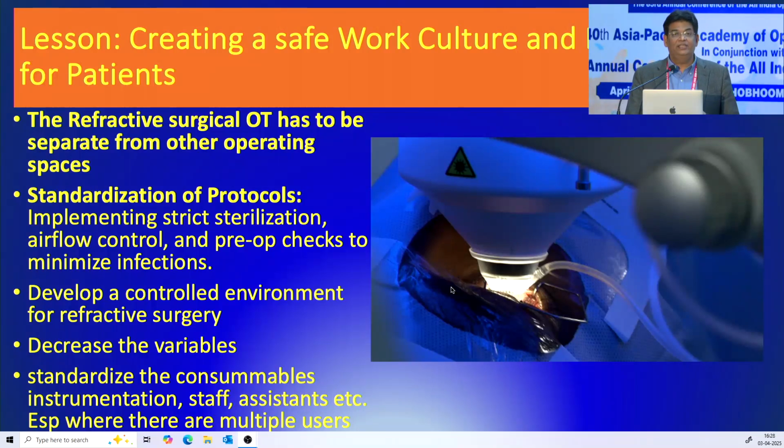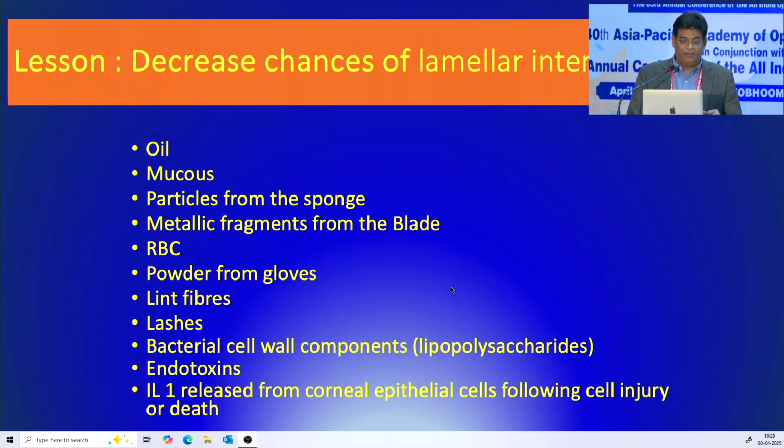So these kinds of cases teach us a lesson never to take refractive surgery for granted. The problem is that many times we just assume that the patient is going to be 6x6 on the next post-op day. This is especially true when there are multiple users, multiple people coming in and doing the procedure. So in this, the lamellar debris can come from all kinds of sources: oils from the lid margin, particles from sponges, mucus, some fragments. In case a blade is used, it can be blade fragments. There can be bleeding in patients who are contact lens users. So many things, lashes, lint fibers, and bacterial toxins, can precipitate this kind of reaction in these patients.